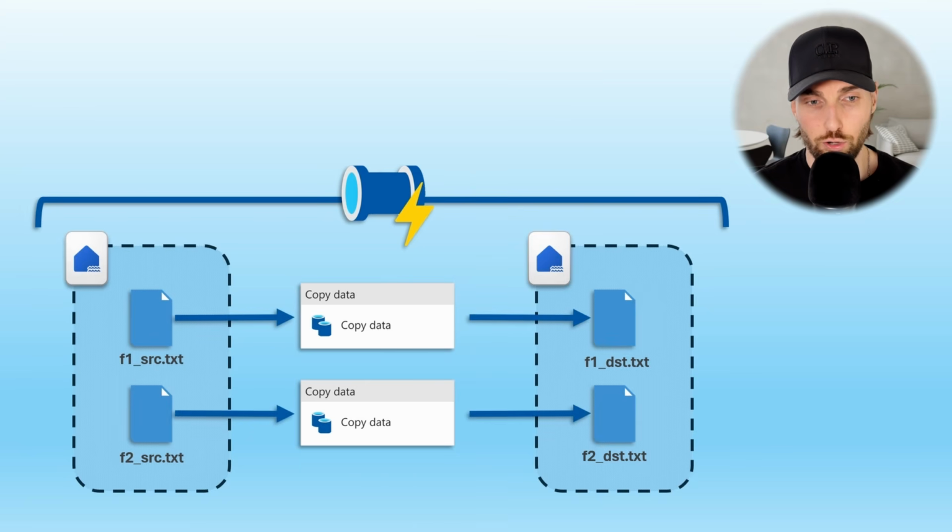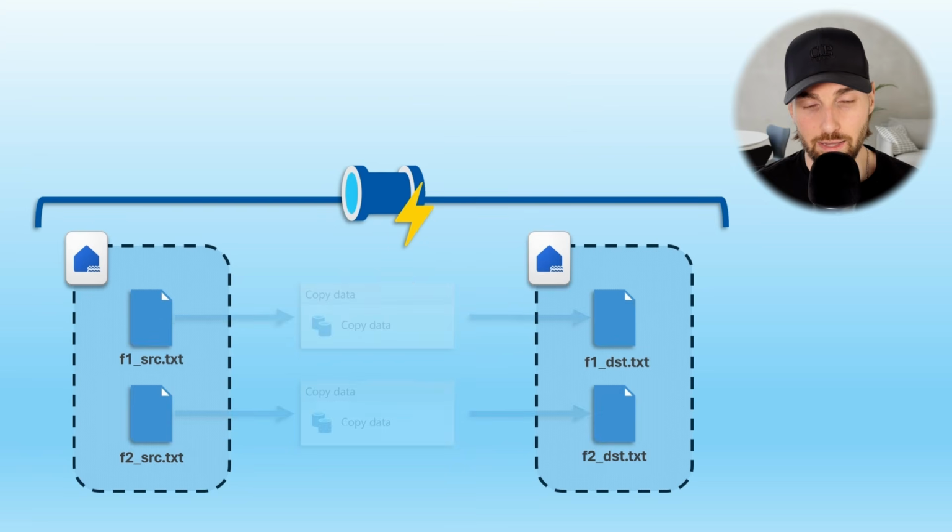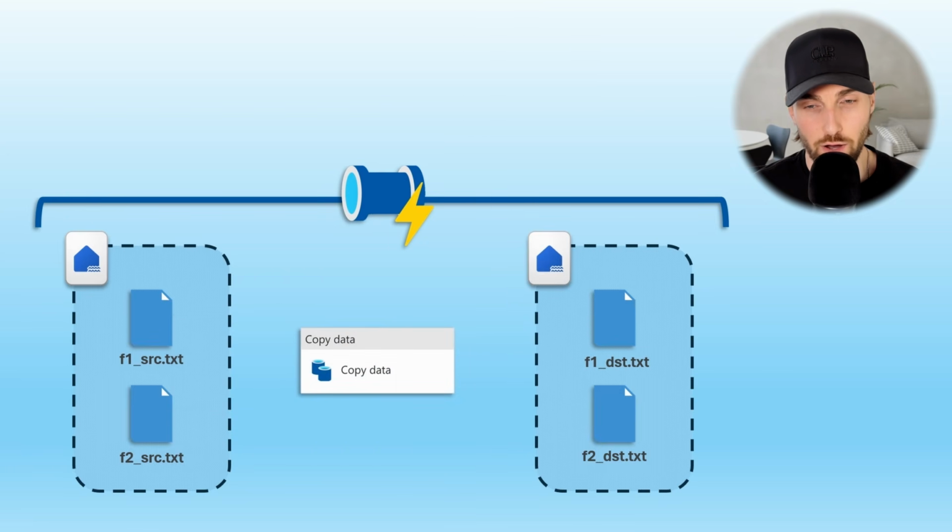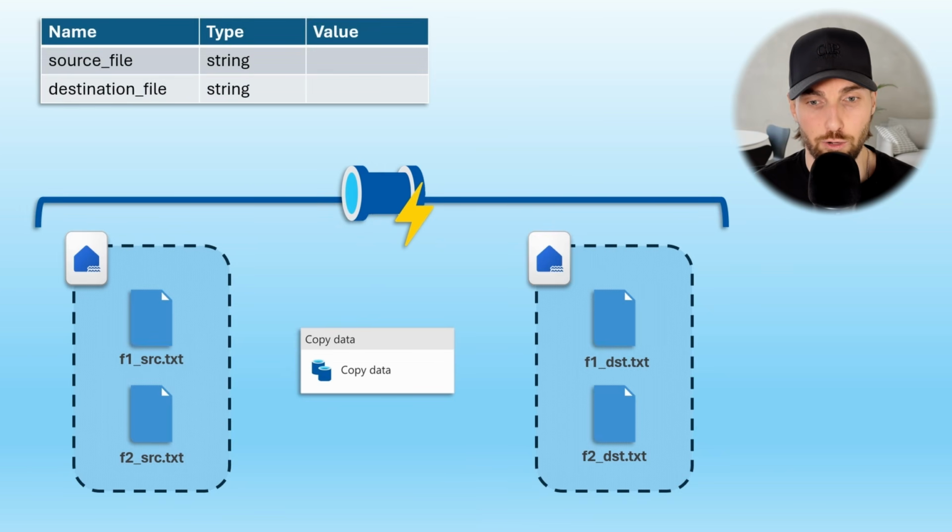This setup is all good and fine and it works, but we can use it as an example to demonstrate how we can use pipeline parameters to reduce the number of activities in this pipeline. We can start by removing these 2 copy activities and replacing them with just 1 copy activity. Next, we would like to add 2 parameters with a string data type to this pipeline called source file and destination file.